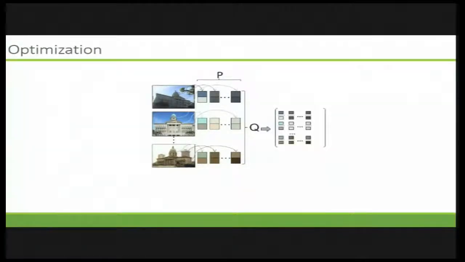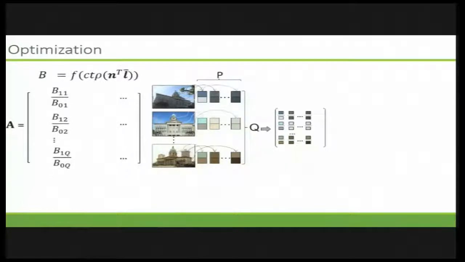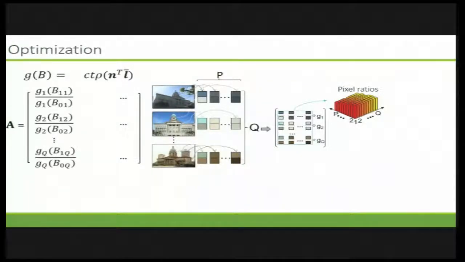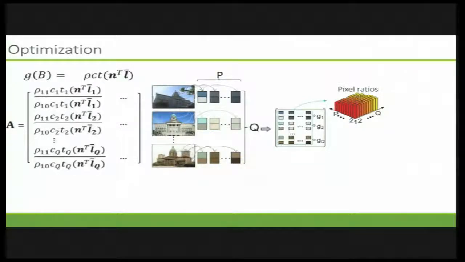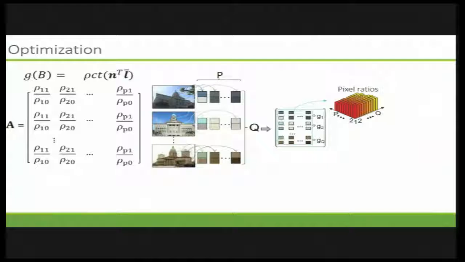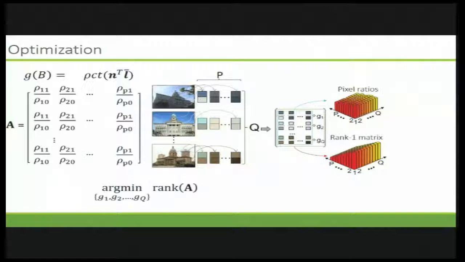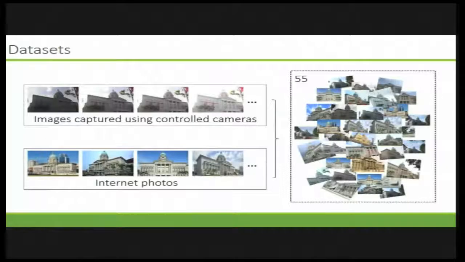So if we stack these pixel ratios into a matrix, the matrix is definitely not a rank 1 matrix. So according to our key observation, a correct inverse response function set should map the pixel ratio matrix into an irradiance ratio matrix, and we cancel all the terms that are the same. So the irradiance ratio matrix becomes a rank 1 matrix as well. So the problem then turns into a rank minimization problem again. But the difference is that here we are trying to estimate all the inverse response functions at the same time.